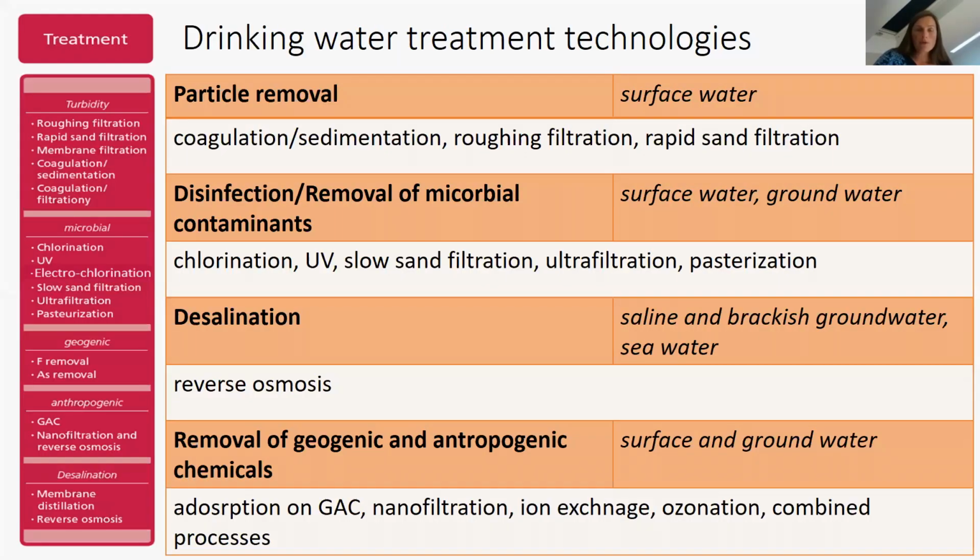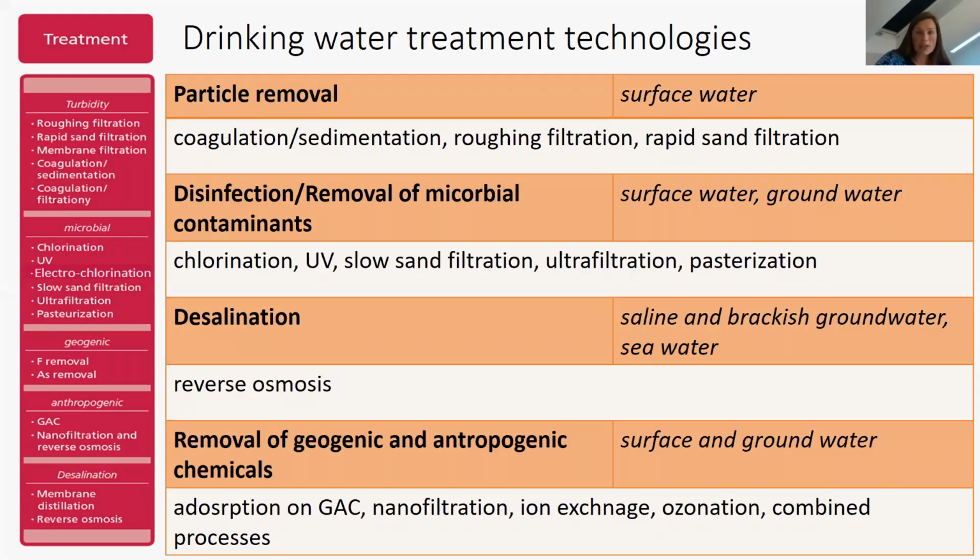So going further on to the drinking water treatment technologies, basically we have to think of different types of technologies available, but all of them can be structured around 4 major reasons. One is particle removal, which is usually used for surface water sources, but not only. It focuses on technologies like coagulation, sedimentation, roughing filtration, or rapid sand filtration, whose goal is to reduce the turbidity of water. So it is possible to disinfect this water with chlorine, or remove the microbial contaminants in another way.